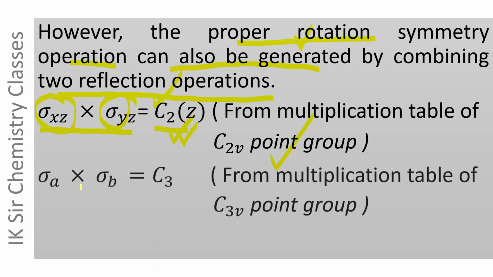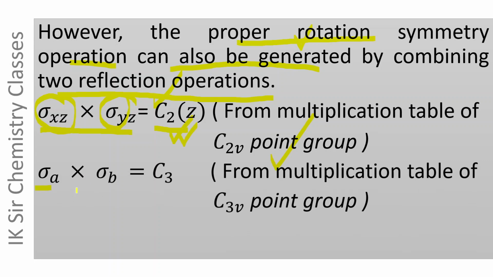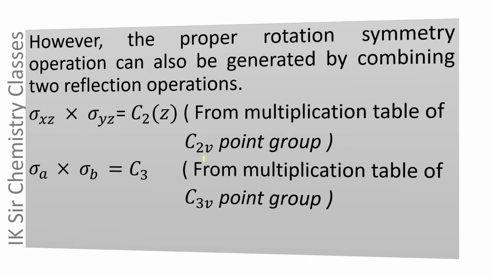Let us see another example. Sigma A multiplied by sigma B is equal to C3. This has been taken from the multiplication table of C3v point group. Here also, the product of two reflection operations is a proper rotation symmetry operation.